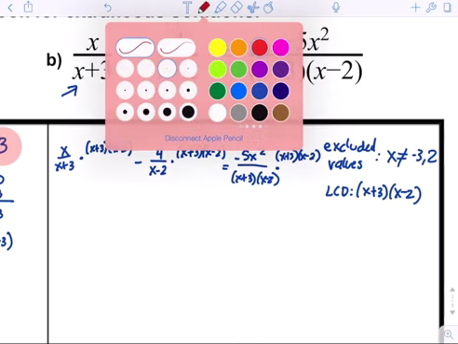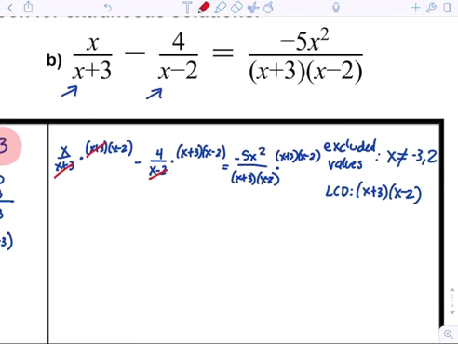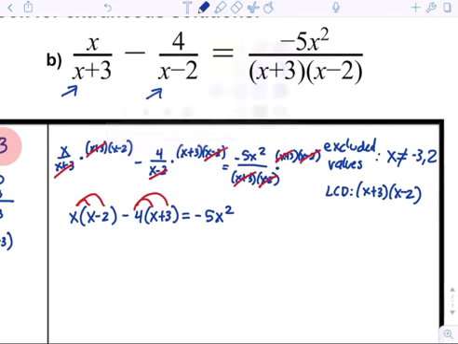Okay, time to cancel. The x plus 3's cancel, the x minus 2 cancels, and all these cancel. So x times x minus 2 minus 4 times x plus 3 is equal to -5x squared. Distribute this to both, distribute this to both. X squared minus 2x minus 4x minus 12 is equal to -5x squared.